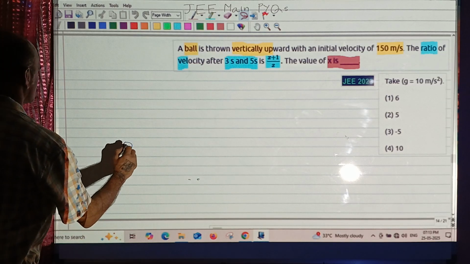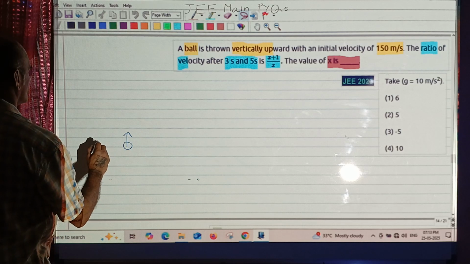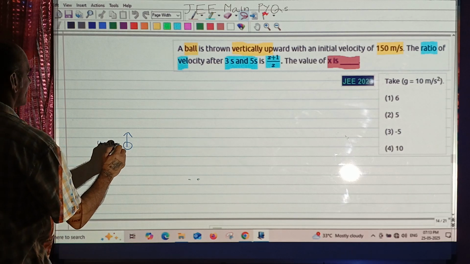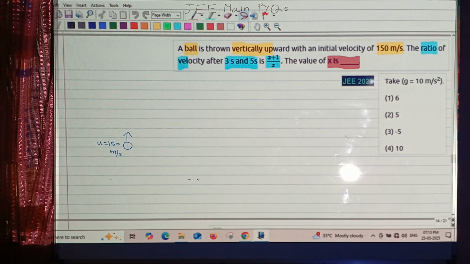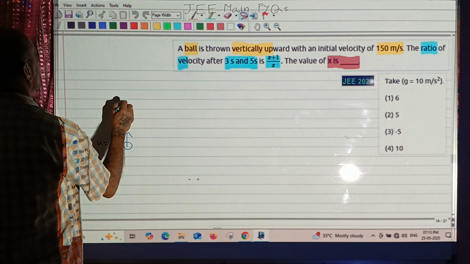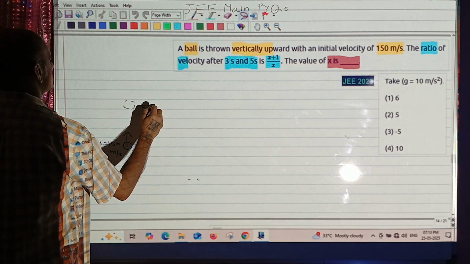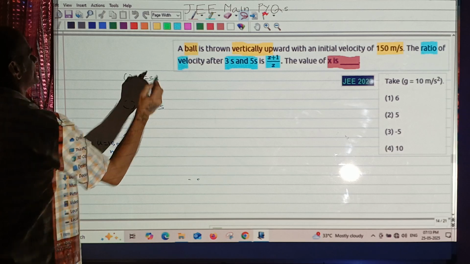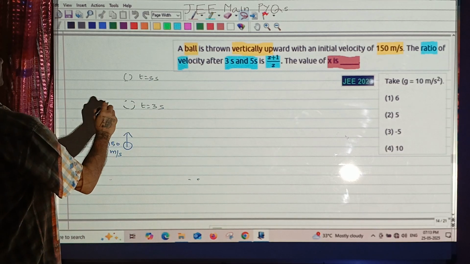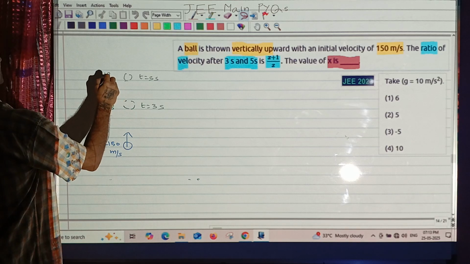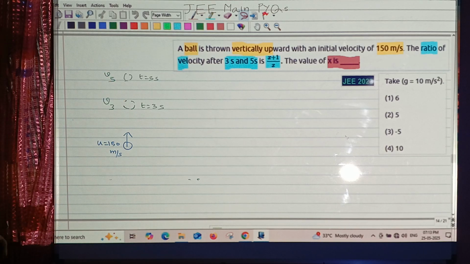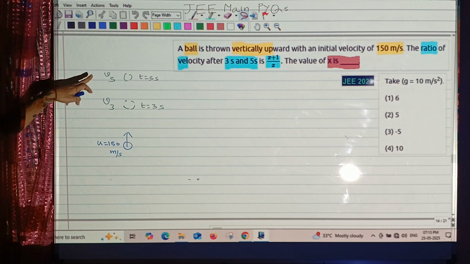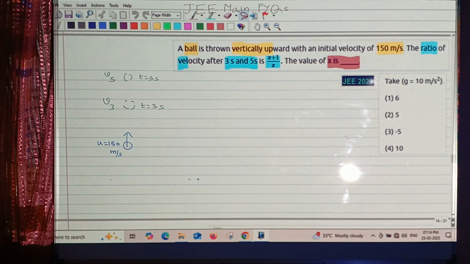So the ball is thrown vertically upwards with initial velocity u as 150 meter per second. At 3 seconds, it will be here, at t equal to 3 seconds. At 5 seconds, it will be here, at t equal to 5 seconds. So here we have to find the velocity at this point, let me call it v3, and the velocity at this point is v5, and you have to find the ratio. v5 will be less than v3. Here the ratio is v3 by v5, so v3 by v5 will be greater than 1. So x will be a positive number.